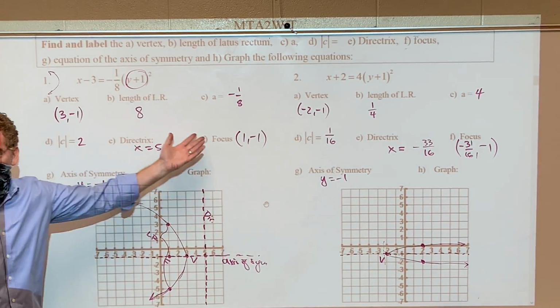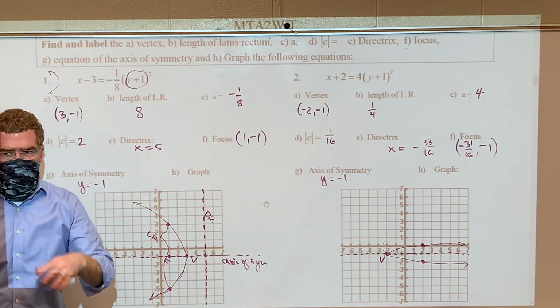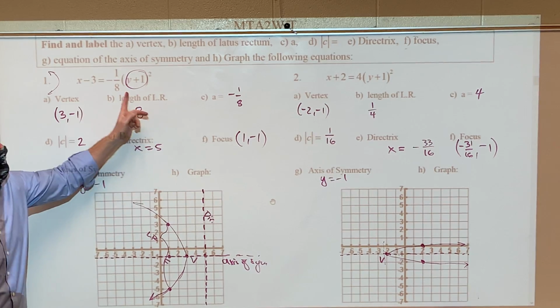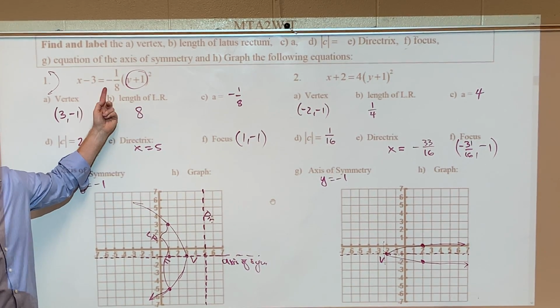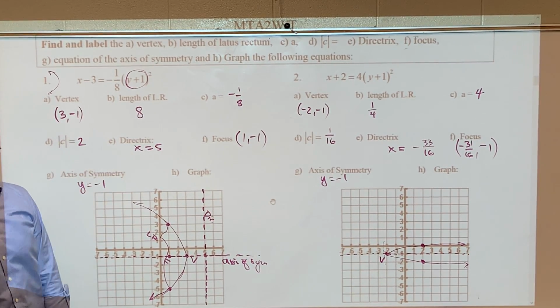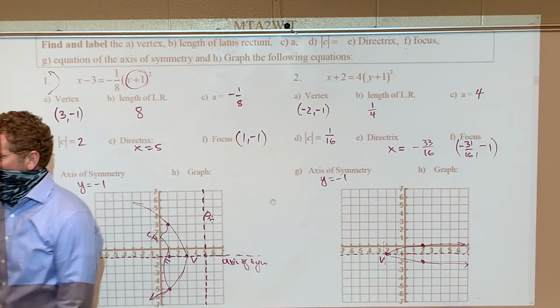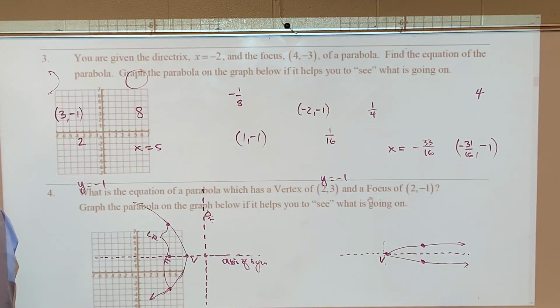This is totally a test question where you're just pounding out information, just giving me stuff. What's the eccentricity of this very wide one? 1. Now, what's the eccentricity of this very skinny one? Still 1. Okay?